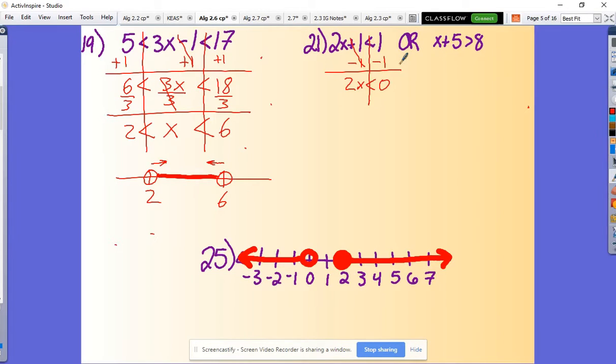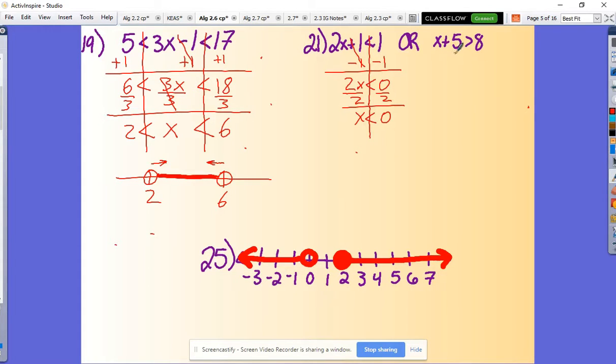Okay, that's what we got so far. Last step, divide by 2. Divide by 2, and we're left with x. Keep the same symbol: x is less than 0. Okay, so we got one side solved. Now let's solve the other side.